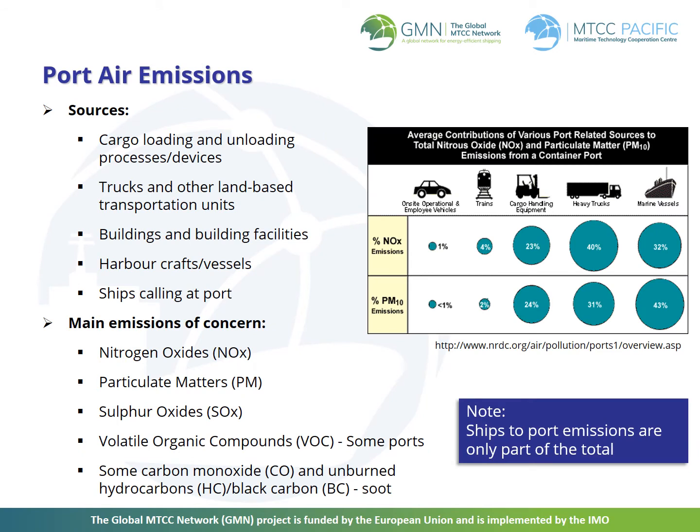Some of the port air emission sources are as follows: cargo loading and unloading processes or devices, trucks and other land-based transportation units, buildings and building facilities, harbour crafts and vessels, and ships calling at ports. The emission sources directly associated with ship operations in port include those due to propulsion engines, auxiliary engines, and auxiliary boilers.